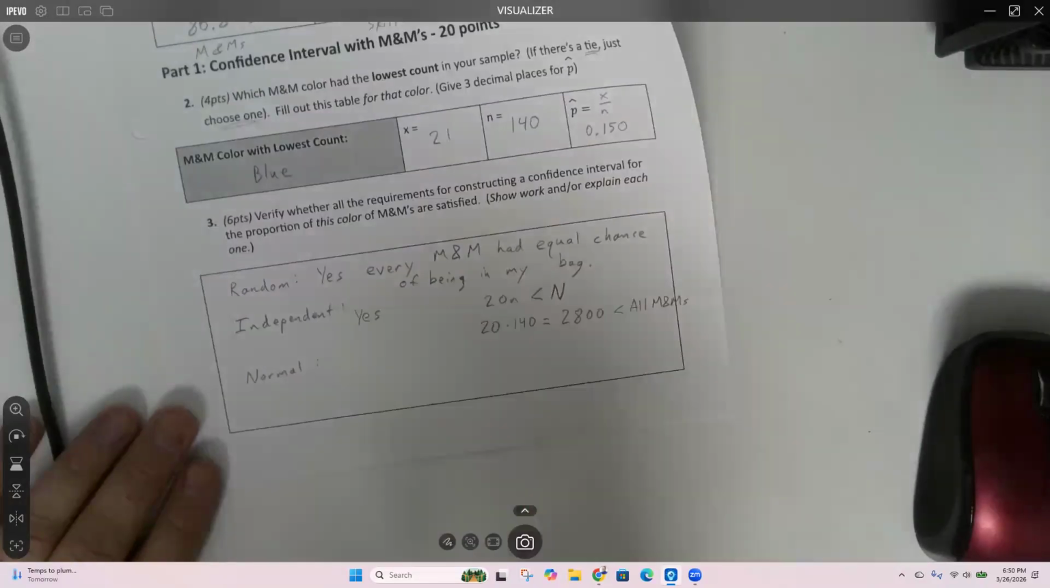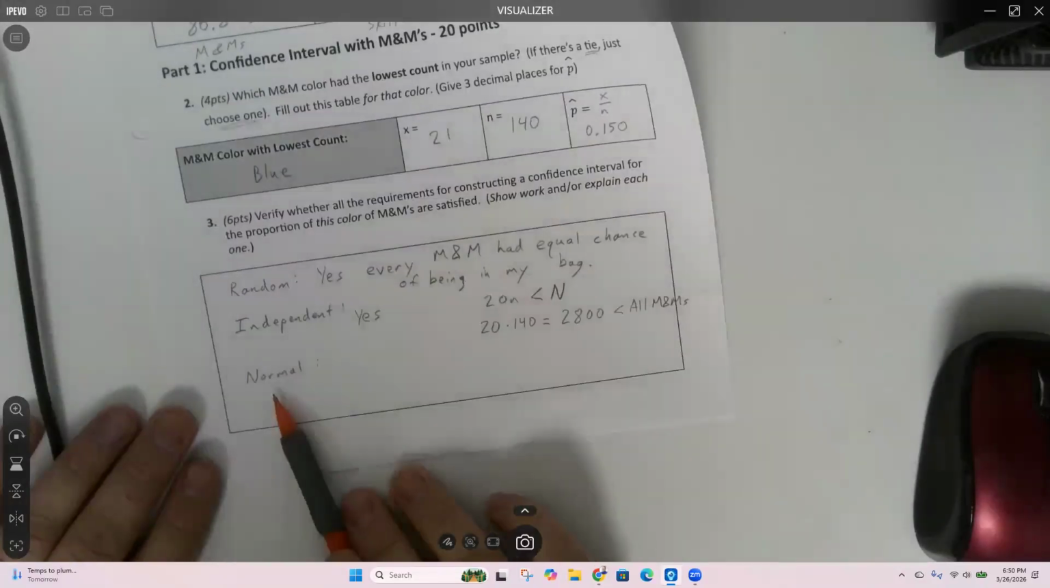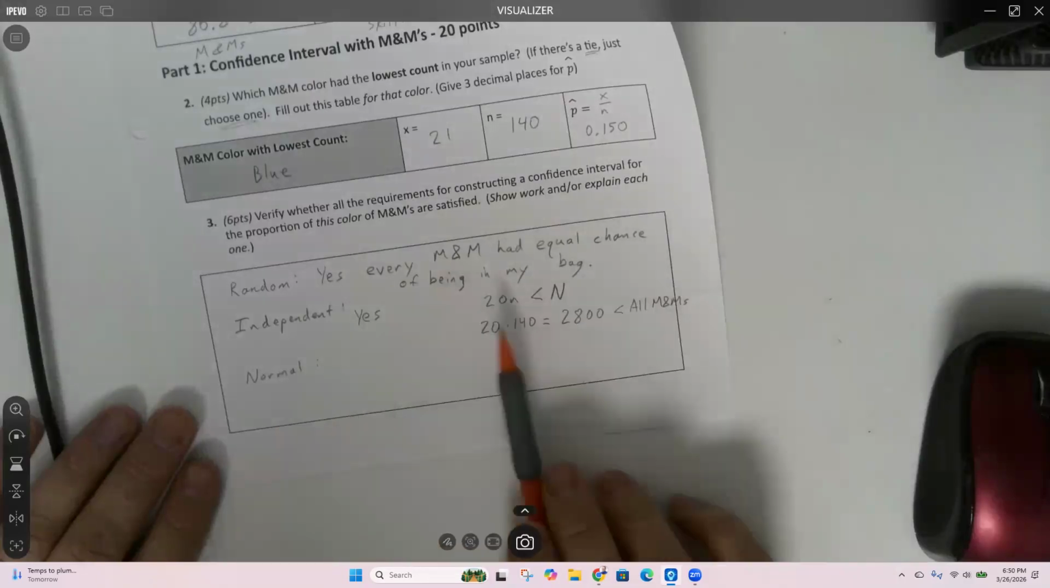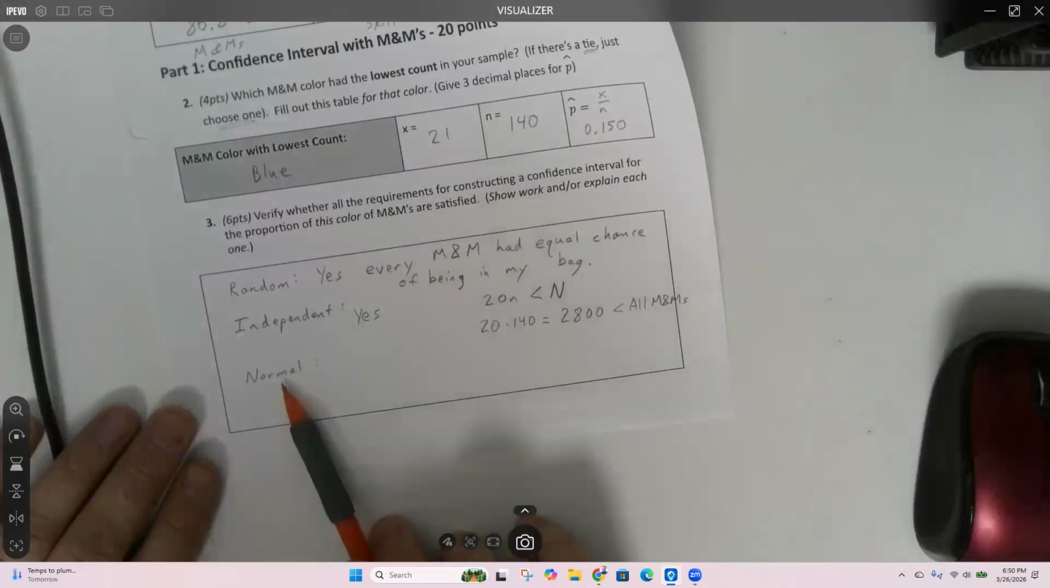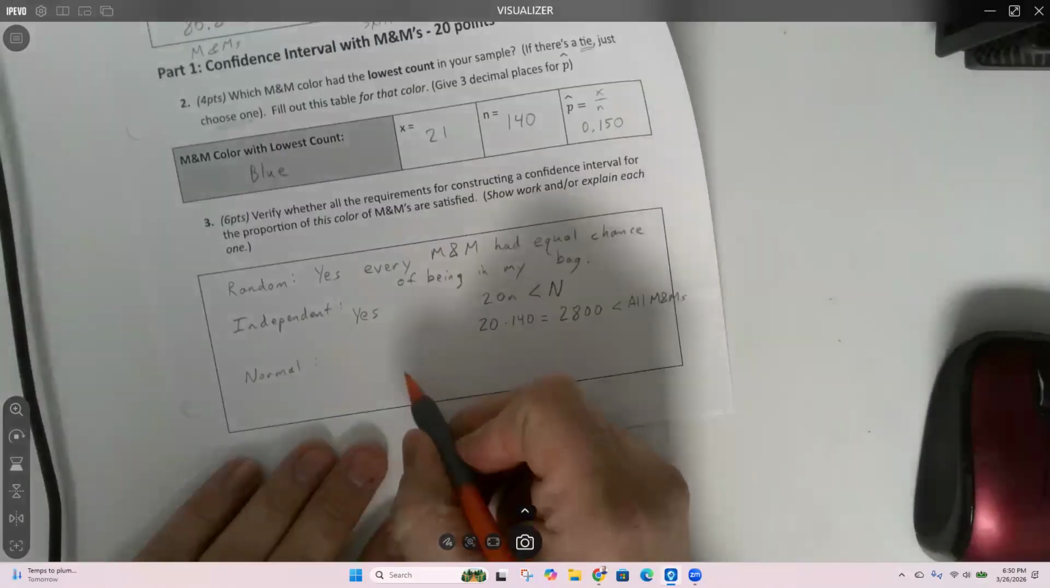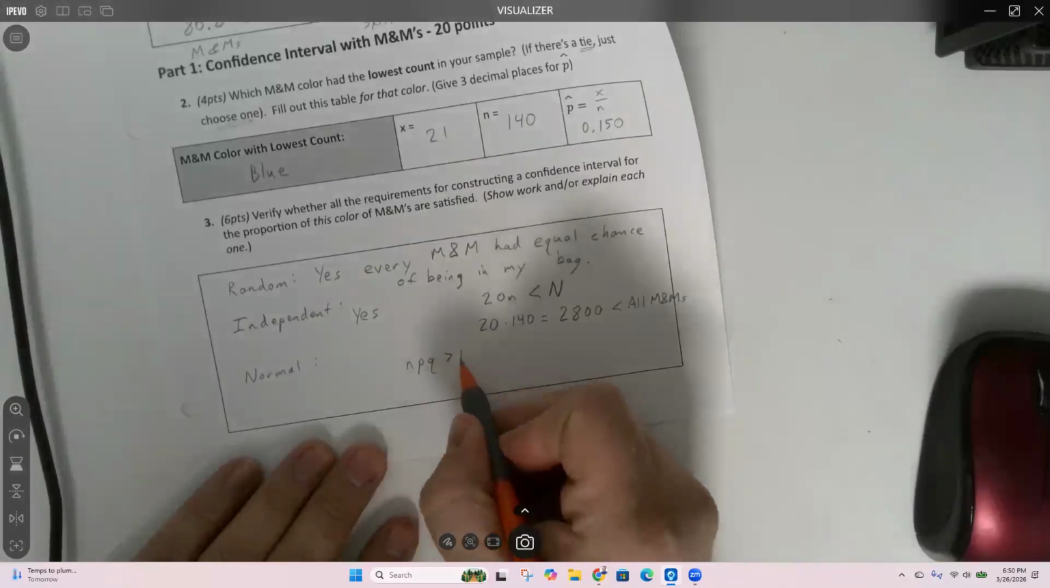All right. Next is normal, and this is where your sample might break down. Independent, your sample can't be too big. For normal, your sample can't be too small. So we need to check that n times p times q is bigger than 10.